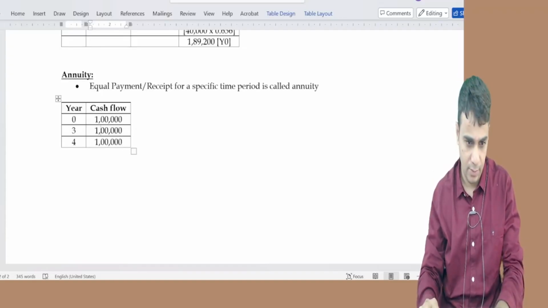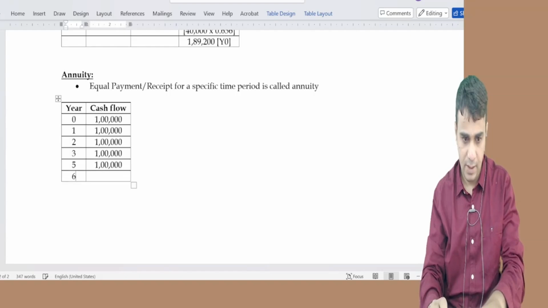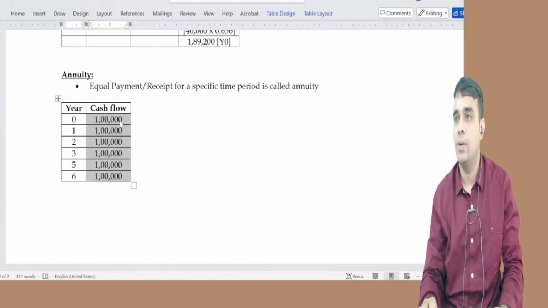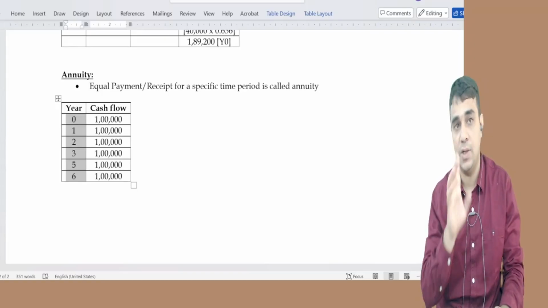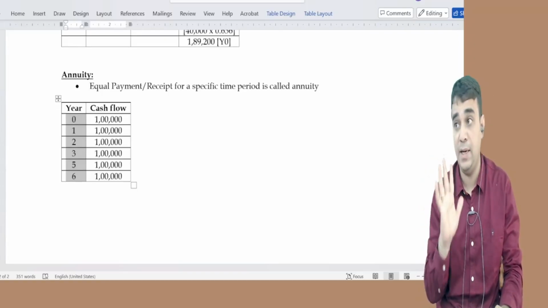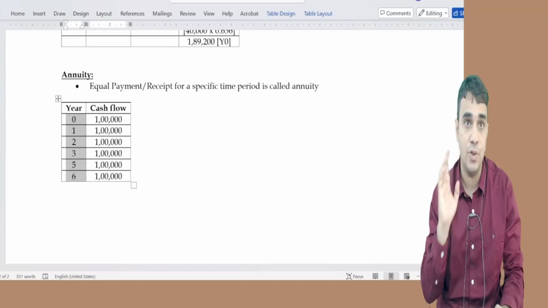Let me write, sir. Sorry. Year 1, year 2, year 3, year 5, year 6. Is it equal amount? Okay. Is it every year you are getting this? Fourth year it is not there in my example. If fourth year is not there, then it's not an annuity. Every time I want. What is annuity? Every time you should get it.